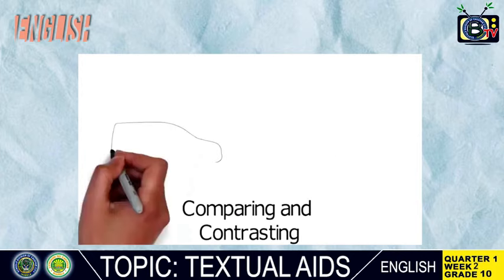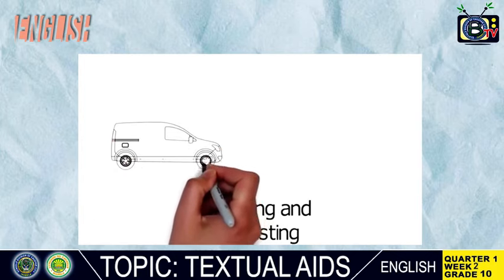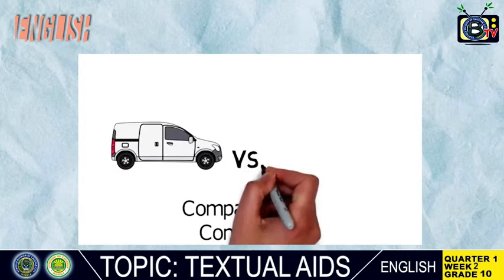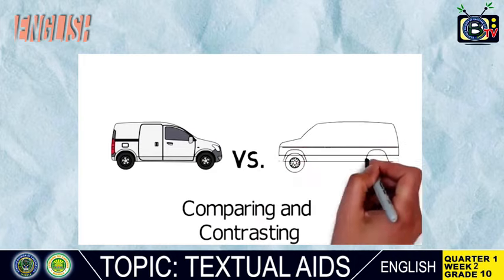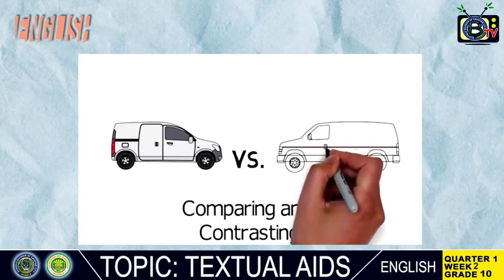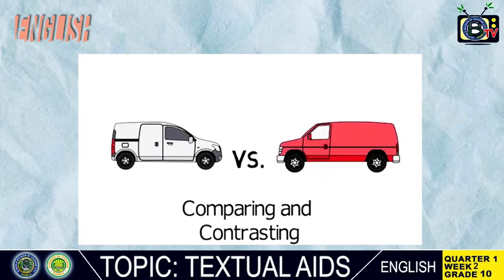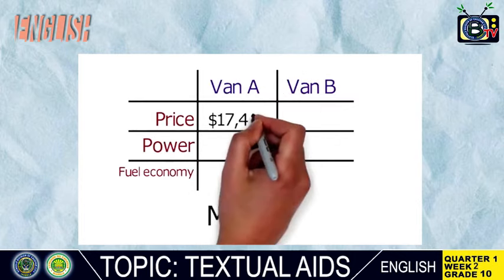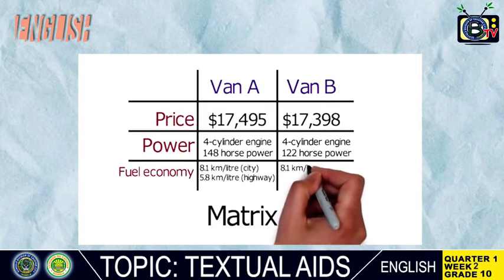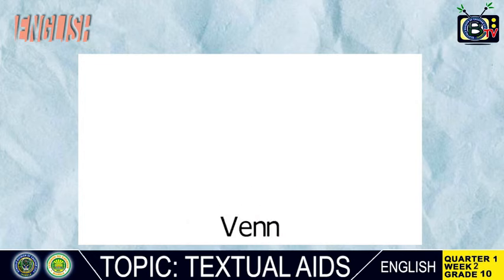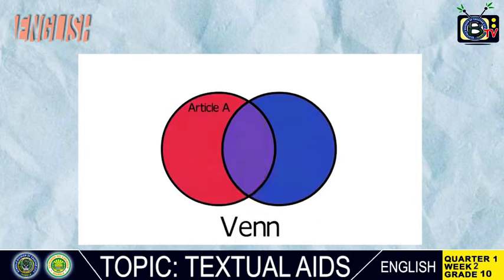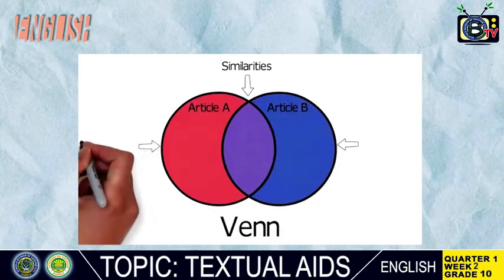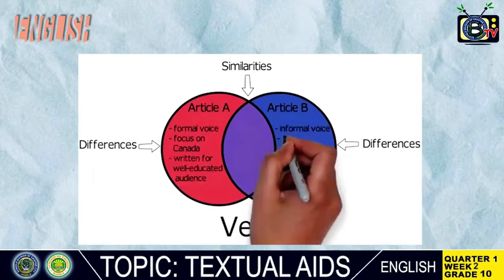Comparing and contrasting. Comparing and contrasting two or more things can help you better understand ideas. This technique involves examining how they are similar and how they are different from each other. Examples of graphic organizers for comparison and contrast are matrix diagrams and Venn diagrams. The matrix organizer helps you to organize your research findings based on similar points of comparison and enables you to note significant differences. The Venn diagram uses overlapping circles to categorize the similarities and differences of two or more things, such as two articles on the same subject.